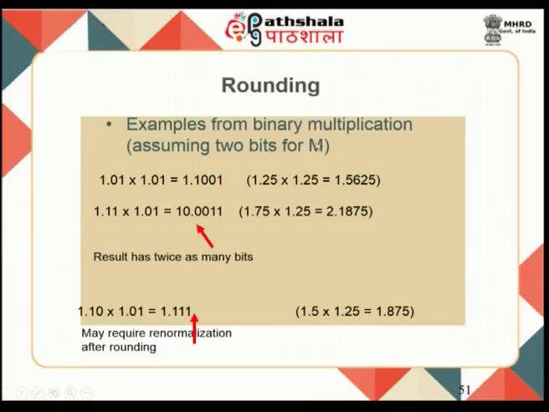So, this is an example for binary multiplication. Always remember that when you multiply two numbers with n bits, the result is going to have 2n bits. So, the result has twice as many bits, and the result that you get will not be in the normalized form. You will have to normalize it, and the extra bits that you have will have to be removed in some way. Rounding will have to be done. So, this is an example here: when you do 1.10 times 1.01, you get 1.111, and this may require renormalization after the rounding process happens.